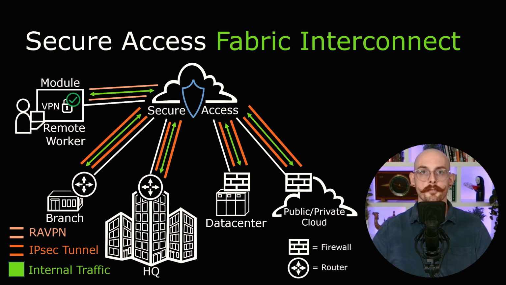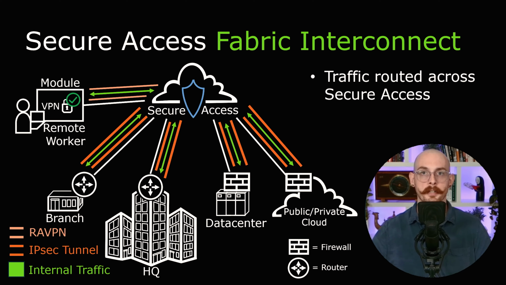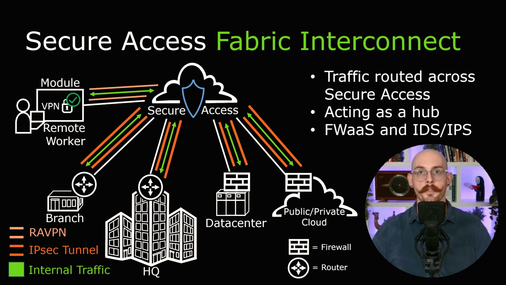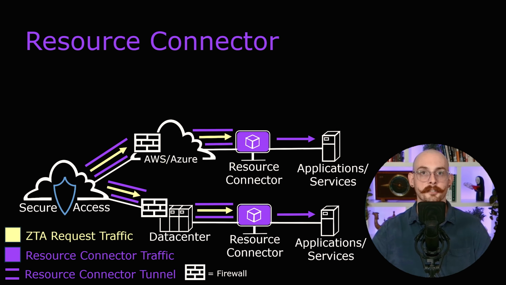Peer-to-peer, application, or service-related traffic from connected network locations and remote access VPN users can be routed across a Secure Access Fabric interconnect. From a design perspective, Secure Access would essentially be acting like a hub site, and all of your connected network locations would be like spokes. Traffic routed over the interconnect between connected networks is subject to the Firewall as a Service and IDS or IPS policies.